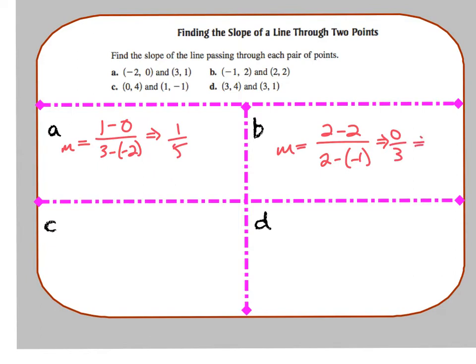It's 0. Now, I want to know the equation of that line. If I have a 0 slope, is it an x equals or a y equals? It's a y equals. And what does y equal here?